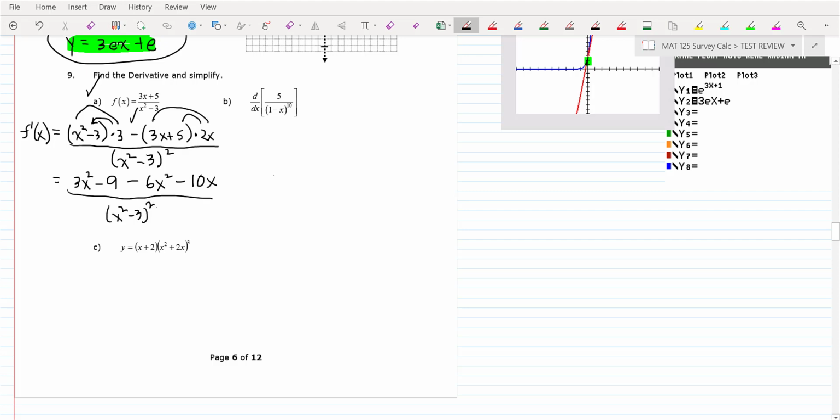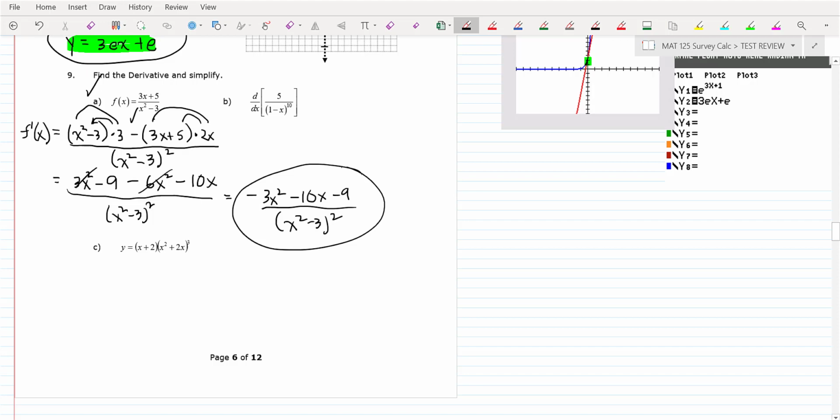Okay, then it's just a matter of collecting like terms, so you would end up getting, doesn't matter what order you put this in, so those are like terms, so that's negative 3x to the second and you get minus 10x minus 9 all over x to the second minus 3 to the second, like that. So that's just kind of a basic quotient rule problem like that. Okay, so you want to definitely make sure you know how to do quotient rule. Okay, all right. Nothing real heavy either with a lot of heavy simplification. That's probably a good example.